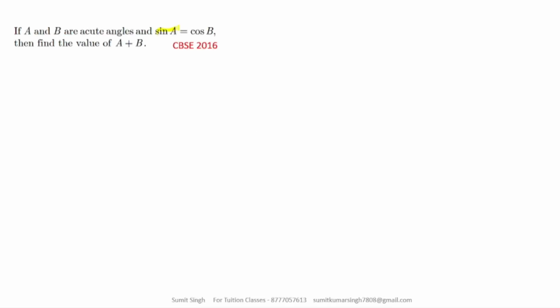We have the condition that the value of sin A is equal to cos B, and we have to find the value of A plus B. Here the trigonometric functions are not the same, so first we will change the sin into cos. There is a formula for sin: sin A will be equal to cos (90 degrees minus A).